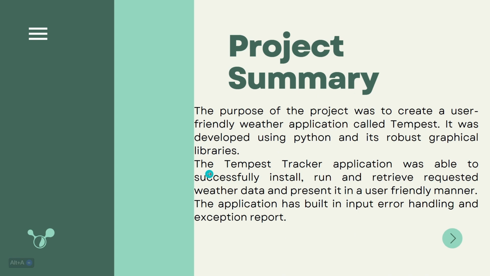All right, so this is the summary. So I'm going to go ahead and read this. The purpose of the project was to create a user-friendly weather application called Tempest. It was developed using Python and its robust graphical libraries. The Tempest Tracker application was able to successfully install, run, and retrieve data, and present it in a user-friendly manner. The application has built-in input, error handling, and exception reporting. So there's that. That's kind of what we typed in our documents. I kind of messed it up at the end there, but that's okay.